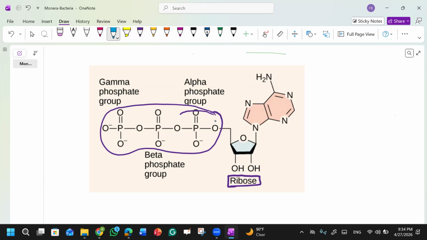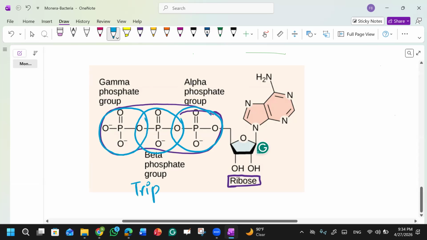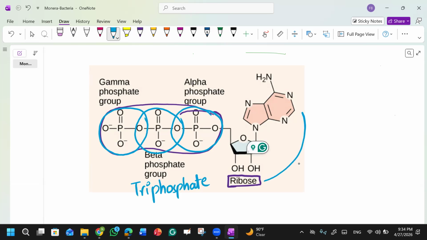This one, PO4, is the first. Then this is the second phosphate. Then this is the third phosphate. That is why I have written triphosphate. You have triphosphate and you have adenosine sugar. This whole is known as adenosine. Why is it known as adenosine? Because you have this adenine group.